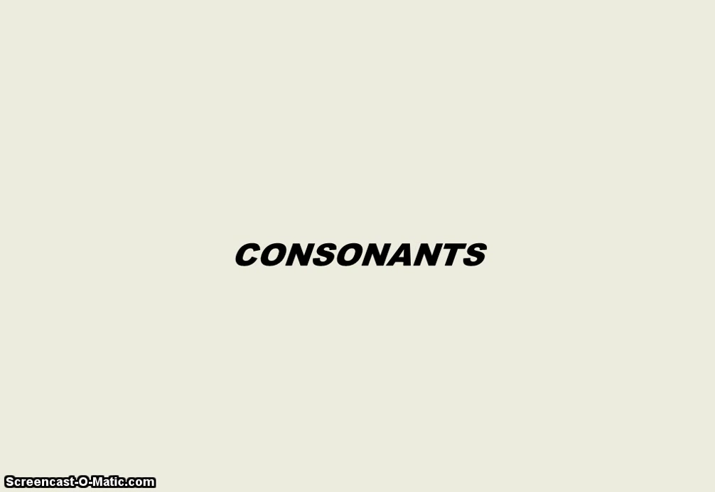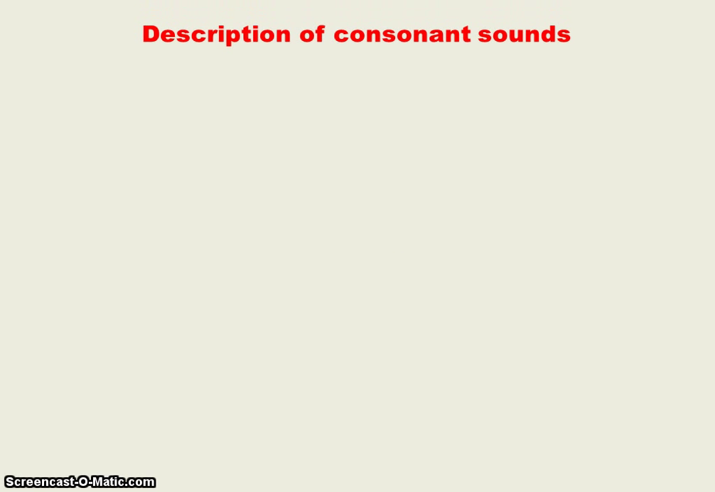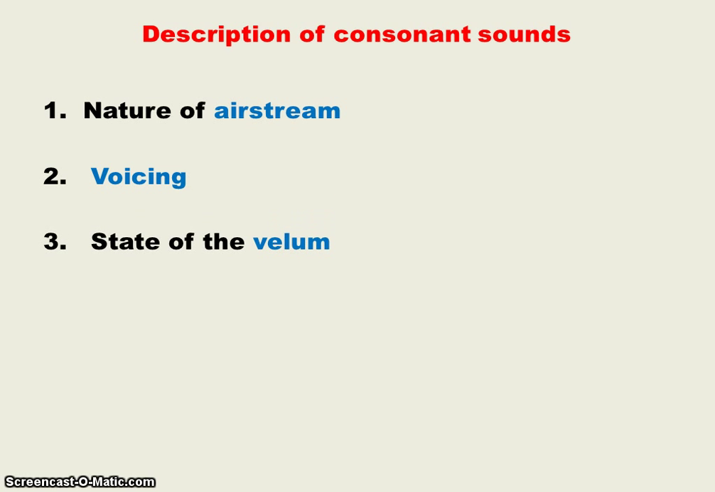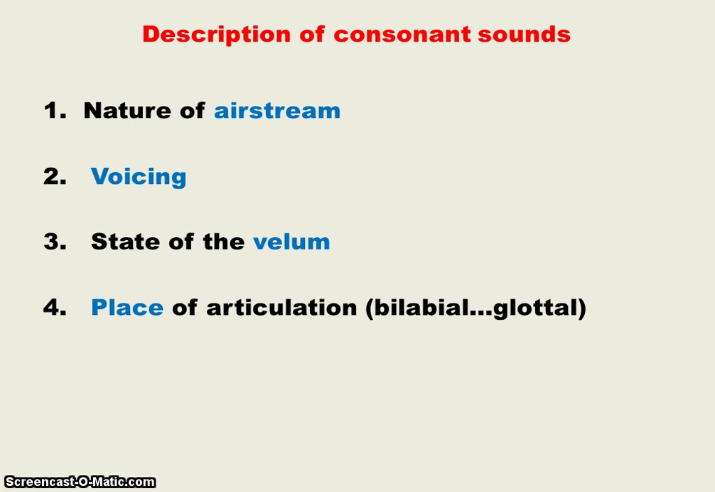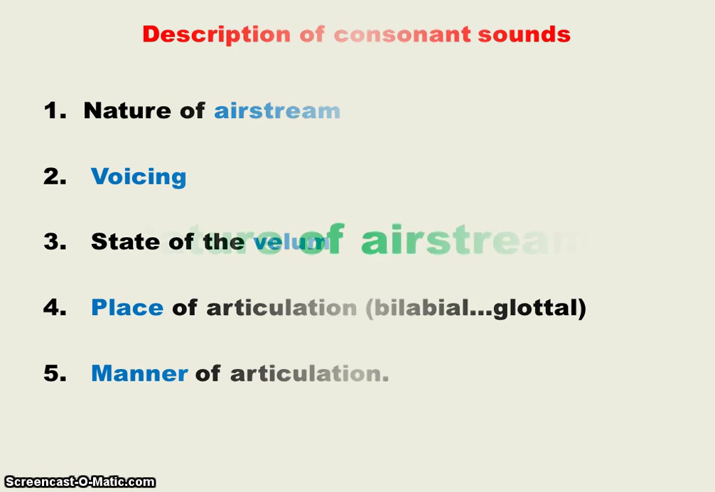In this video, we will talk about how consonants are articulated. In describing consonant sounds, we generally take into consideration 5 factors. The first one is the nature of the air stream. The second one is voicing. The third one is the state of the velum. The fourth one is place of articulation. And the last one is manner of articulation.